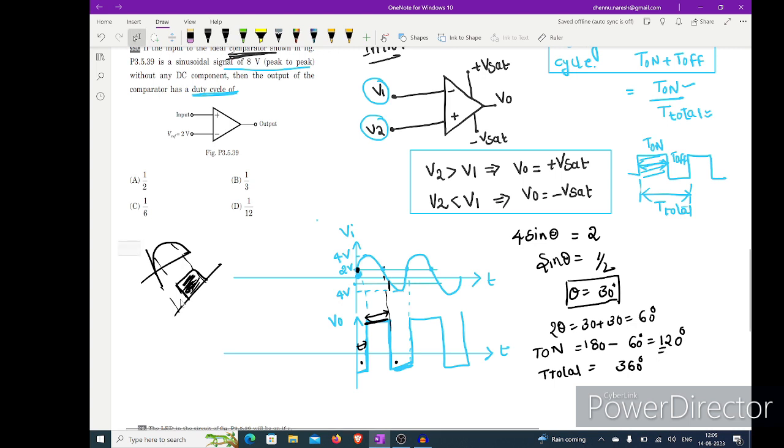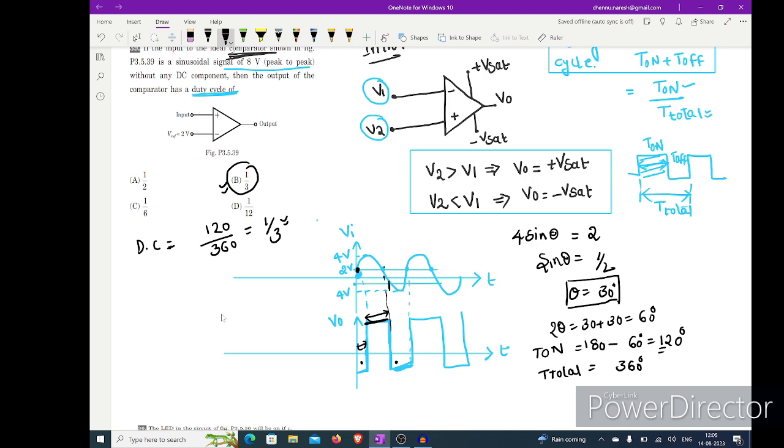So now we will calculate the duty cycle. Duty cycle is T on divided by T total. T on is 120 and T total is 360 degrees. So we have 1 by 3. So this is the answer for this question.